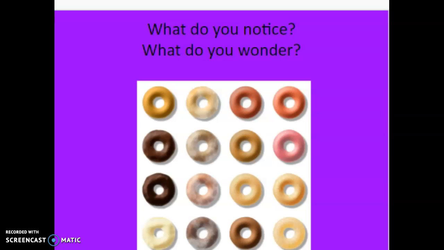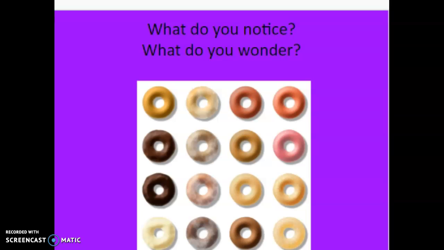Here Miss Base goes again with donuts. Some of you said you liked donuts. Some of you said you didn't. I was actually pretty shocked for those people that said they didn't like donuts last time. I want you to think about again, what do you notice in this problem and what do you wonder? What do you notice and what do you wonder? I want you to pause the video and think about that just a few seconds.